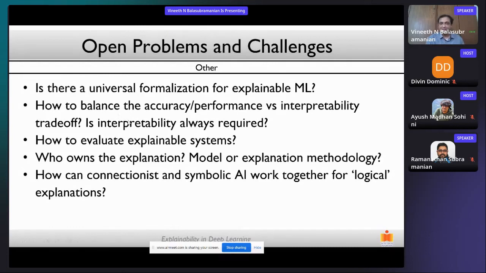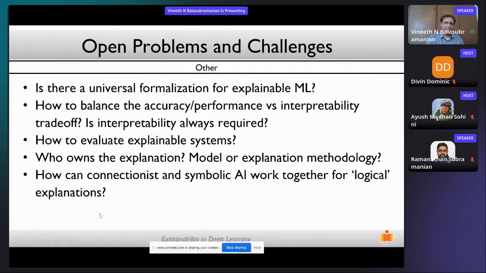How do you balance the trade-off between accuracy and interpretability? Is interpretability always required? How do you evaluate explainable systems? And going back to the question that was asked, who owns the explanation? Especially in a post-hoc method, is it the model that went wrong, or is it the explainability method that went wrong? Who owns the explanation becomes a very, very important question to answer, especially in legal scenarios.